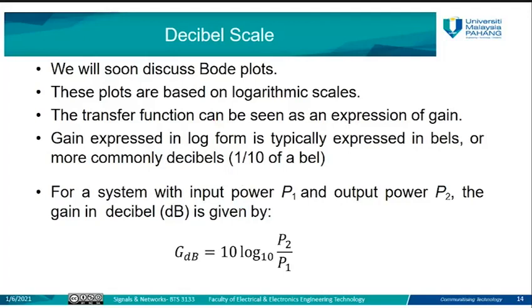As you can see here, when we define the value without the log, it is a direct relation between output and input for the gain. But if you want this value to be expressed in decibel, we need to have 10 log to the base of 10 for the P2 over P1. This is the general formula if you want to find the value in decibel.